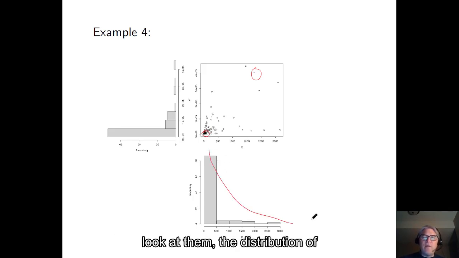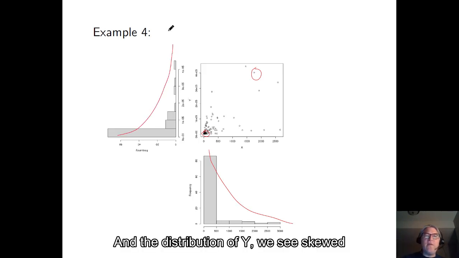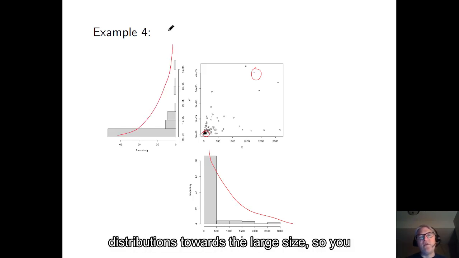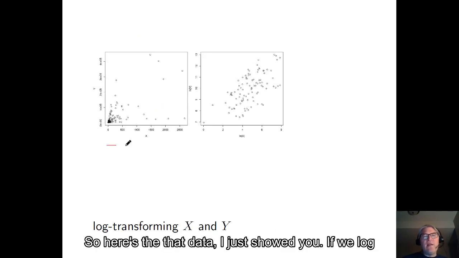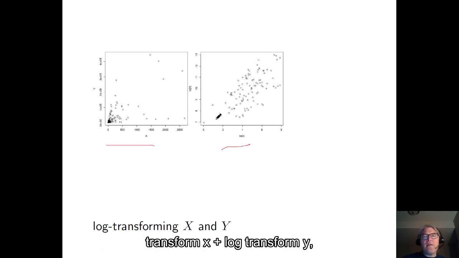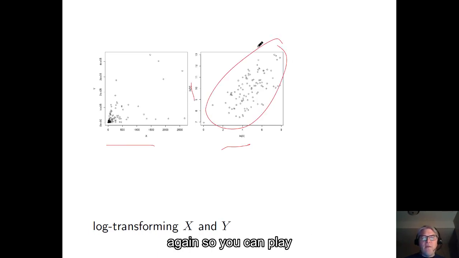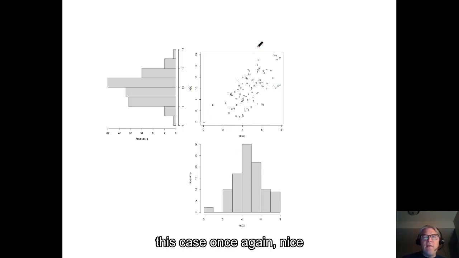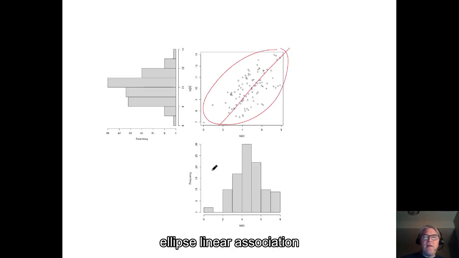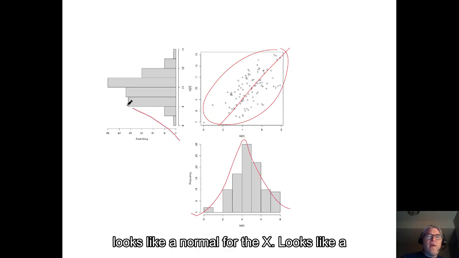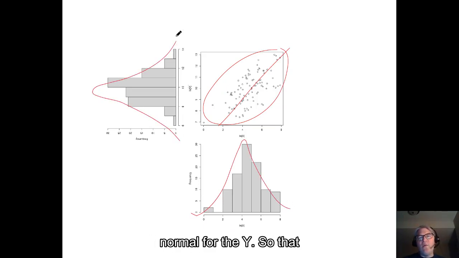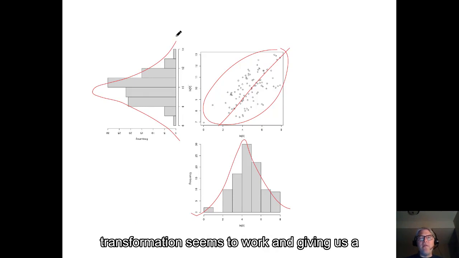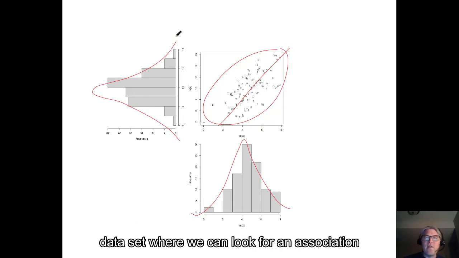And if we look at the distribution of x and the distribution of y, we see skewed distributions towards the large side. So you can actually log transform both axes. So here's that data I just showed you. If we log transform x and log transform y, then we get our nice relationship again. So you can play around with these transformations. And in this case, once again, nice ellipse, linear association, looks like a normal for the x, looks like a normal for the y. So that transformation seems to work at giving us a data set where we can look for an association between variables.